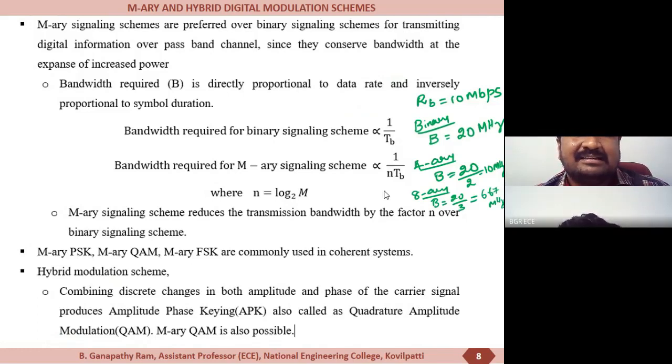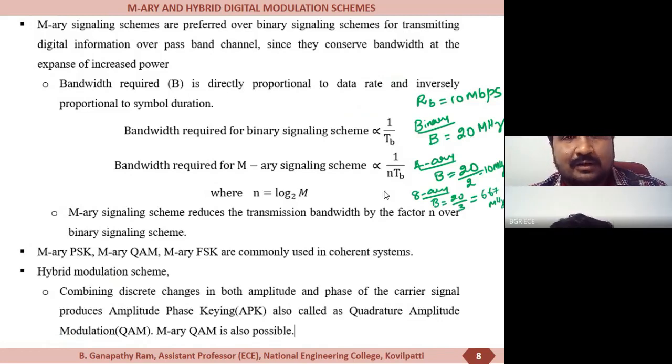Only binary signaling schemes are used in the case of non-coherent systems. Sometimes the combinations of ASK, FSK and PSK can be used to utilize the advantages of each and to reduce or alleviate the disadvantages.